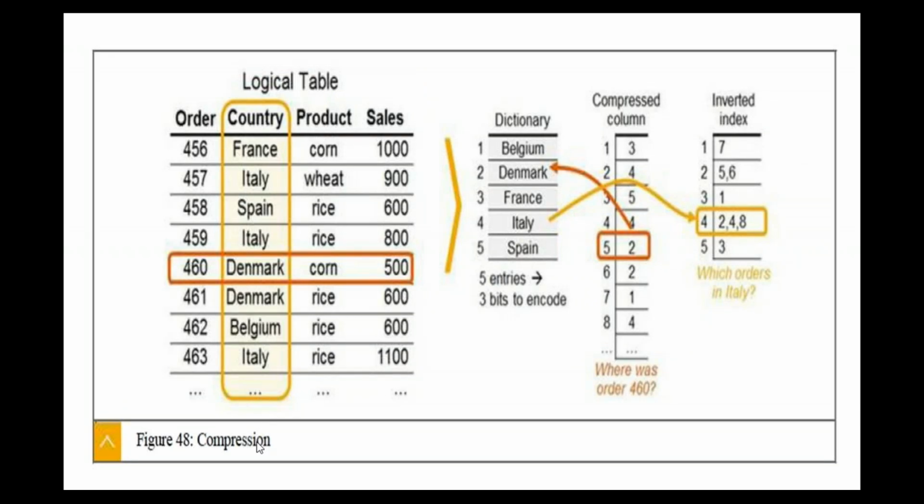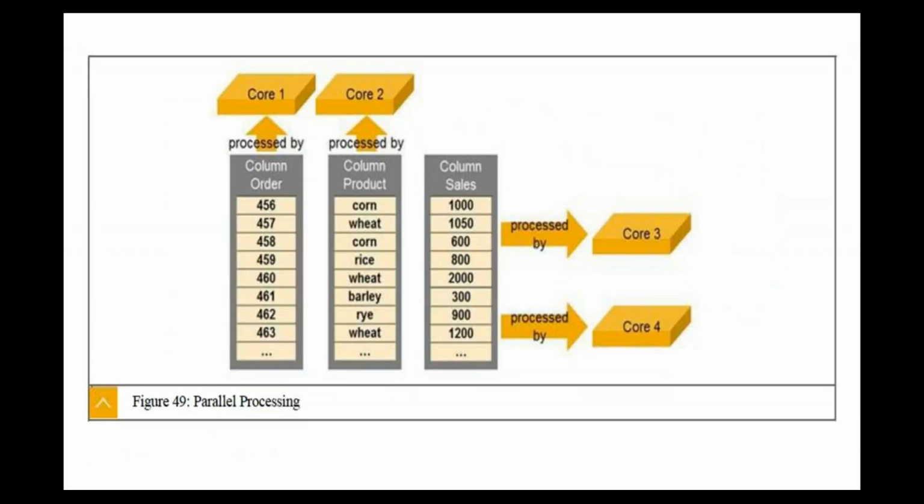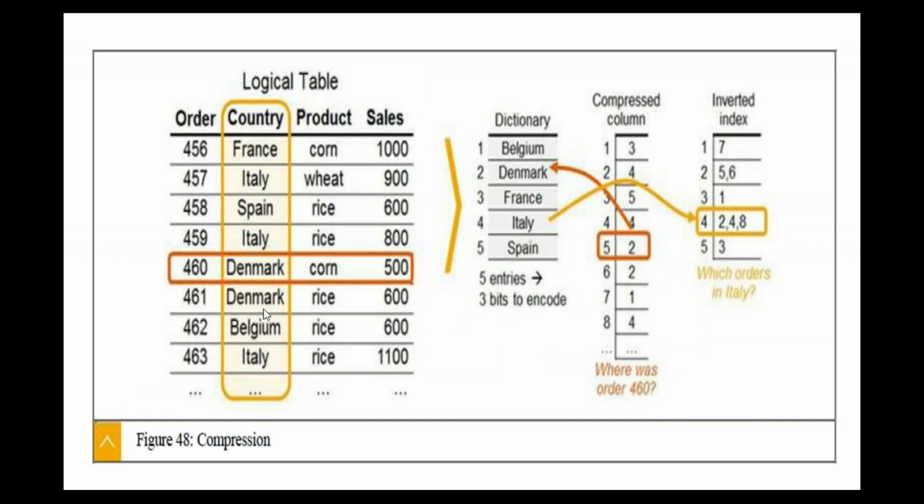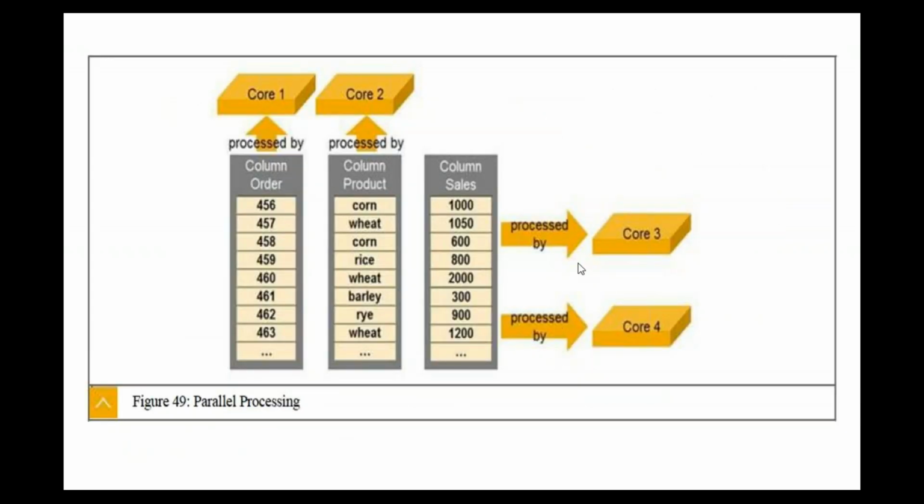One is data compression. We are discussing data compression. The first thing is data compression, the second thing is parallel processing. The first technique is data compression, and how the data gets compressed in the columnar table is what we have understood now. The second concept is parallel processing, where each core will process one particular column.